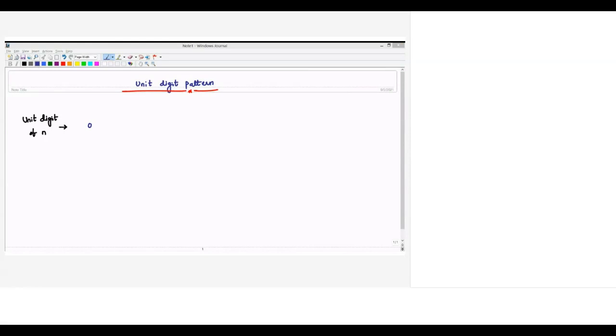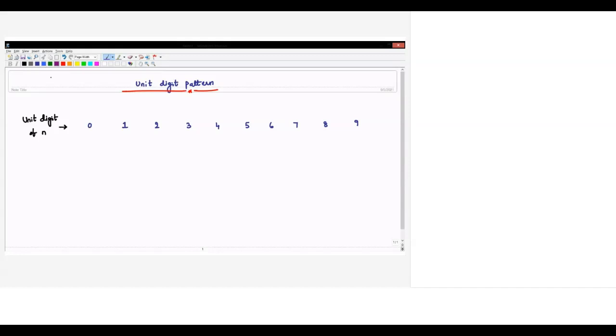First, take the unit digit of any number. It can be 0, 1, 2, 3, 4, 5, 6, 7, 8, 9. So if you take any unit digit, it will be from 0 to 9. You will not get any other unit digit other than 0 to 9. Any number you take will always end with 0, 1, 2, 3, 4, 5, 6, 7, 8, or else 9.